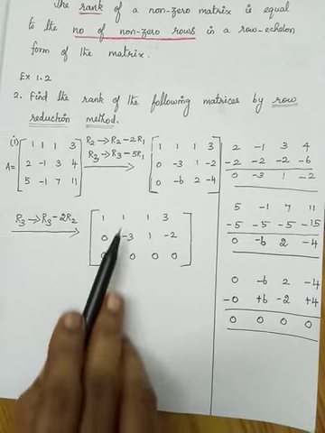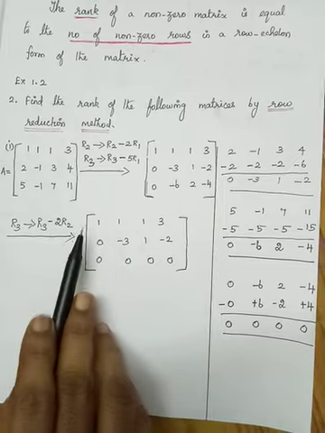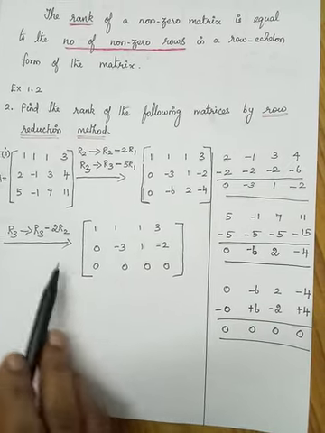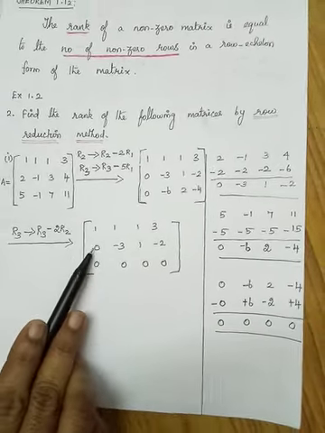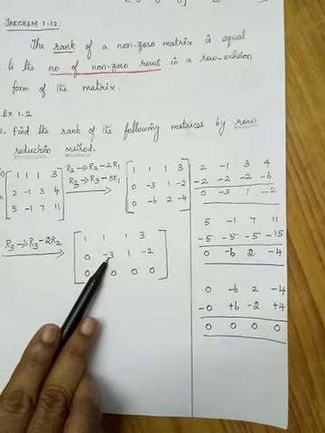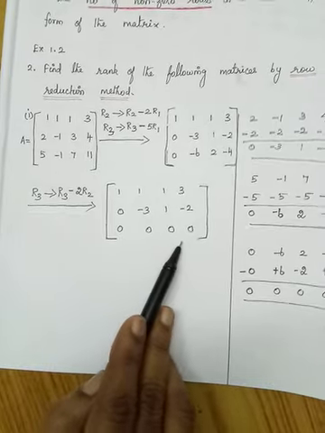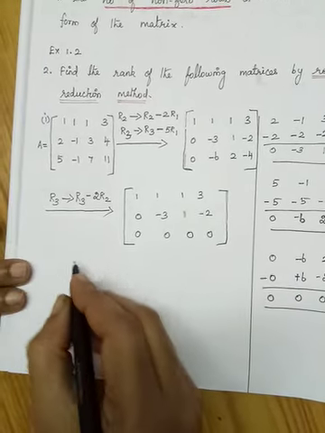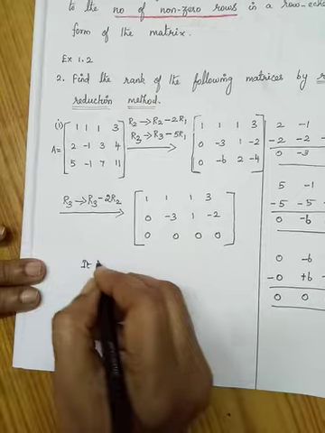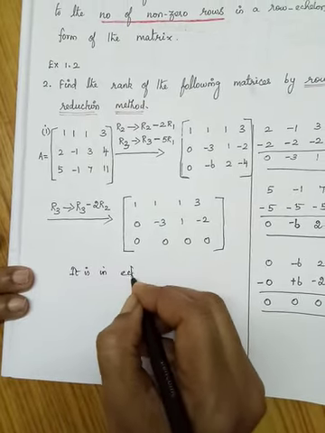It occurs below the non-zero row, and see that it is in echelon form now, because below the first non-zero entry these are 0, and below the first non-zero entry these are 0, and in the third row there is no non-zero entry, so it is in echelon form.